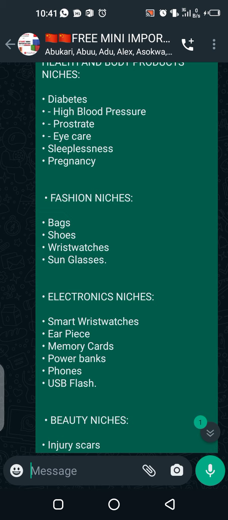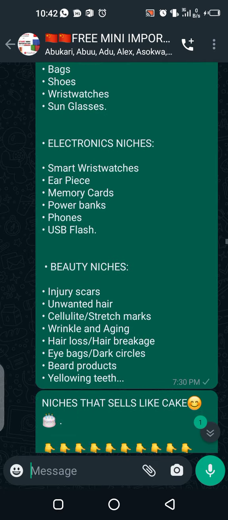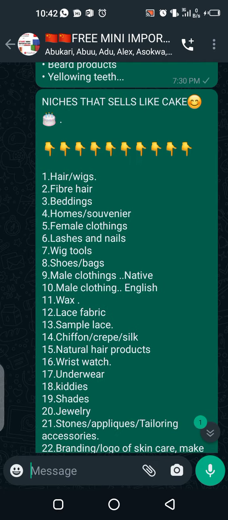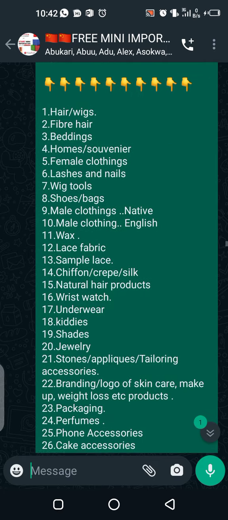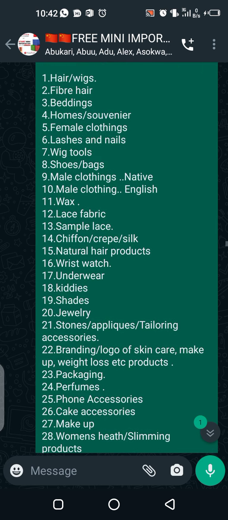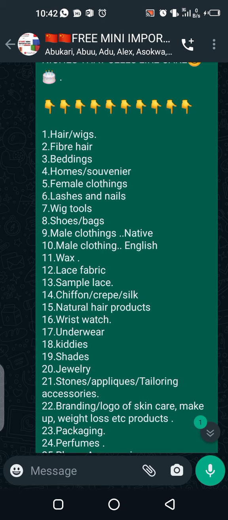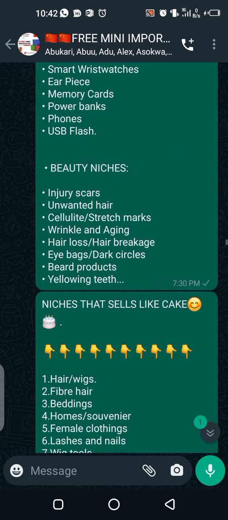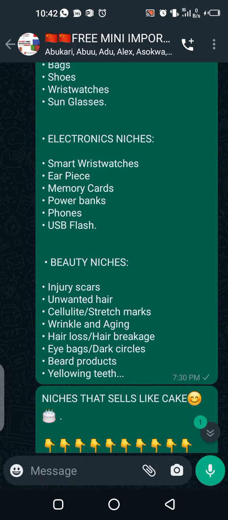And so the niches, as you can see, the niches that I'm showing here, like cake, all these niches, they sell a lot. So you can go into any of them. But first of all, know your community, know what they need. Not just people saying, oh, this one is selling. Know what they need and go into that very thing. That's what I can say.